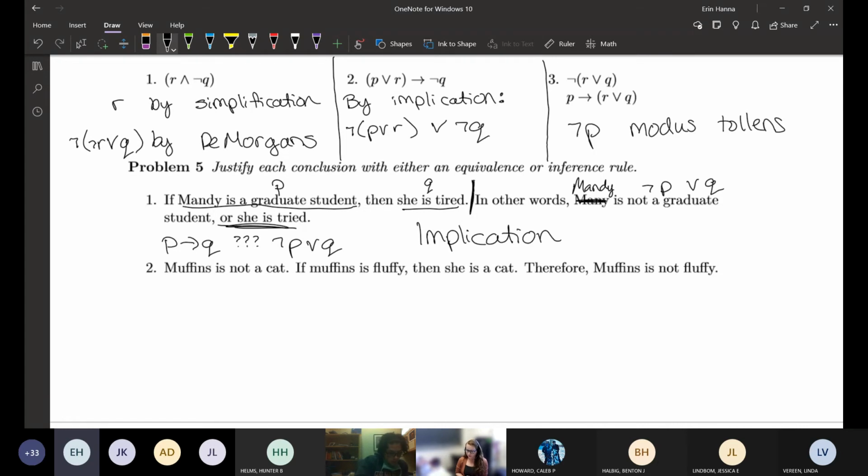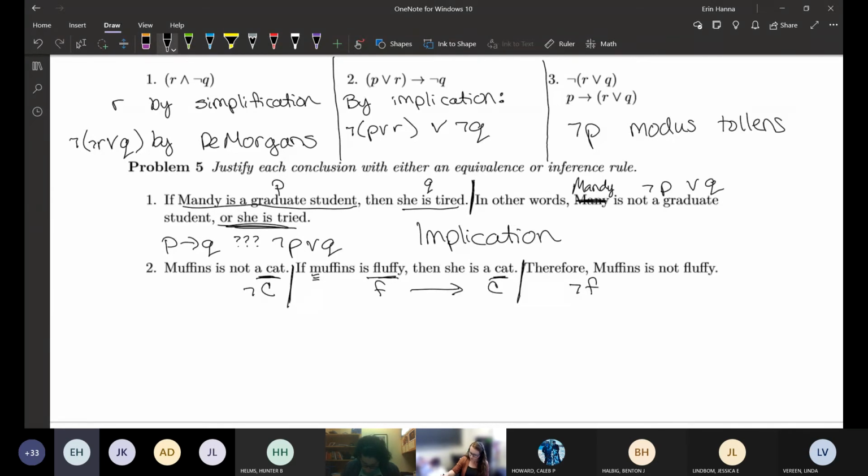And this final one, where I didn't capitalize the second Muffins: Muffins is not a cat. If Muffins is fluffy, then she is a cat, therefore Muffins is not fluffy. So let's say Muffins is a cat. Let's go ahead and use some different letters here. Let's just use C there. So we would have a not C. If Muffins is fluffy, so let's use an F, then she is a cat. So we have an F implies C, and these are kind of separate statements. Therefore, Muffins is not fluffy, so not F.